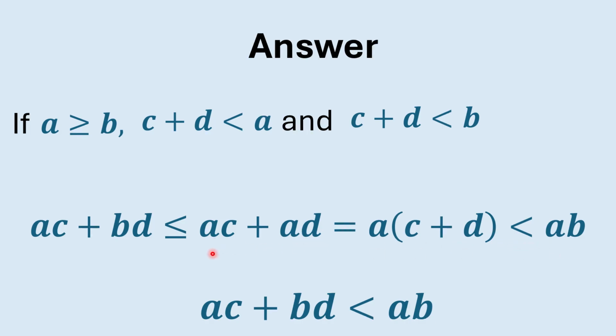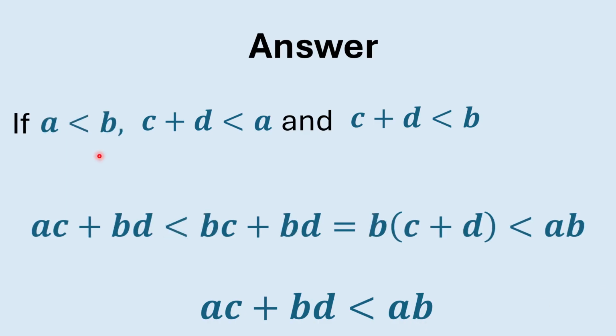And then we can compare this with the left side in the expression of the question, which is ac plus bd. Because ac is equal to ac, and because a is equal to or greater than b, that means ad is equal to or greater than bd. So that means ac plus bd is equal to or less than ac plus ad, which is less than ab. So we can pass on this relationship and we will get ac plus bd is less than ab.